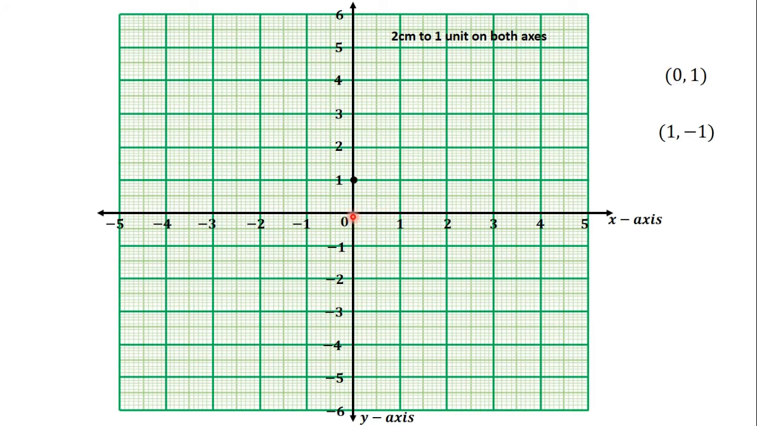The first point is (0, 1). So you look for 0 on the x-axis, which is this point, then 1 on the y-axis, so it will meet at this point. So you indicate the point (0, 1). The second point is (1, -1). So you look for 1 on the x-axis, then -1 on the y-axis. It's going to be this point. So I have (0, 1) and (1, -1). I will join them with a straight line. So you draw the straight line through it. And this is the line 2x + y - 1 = 0.